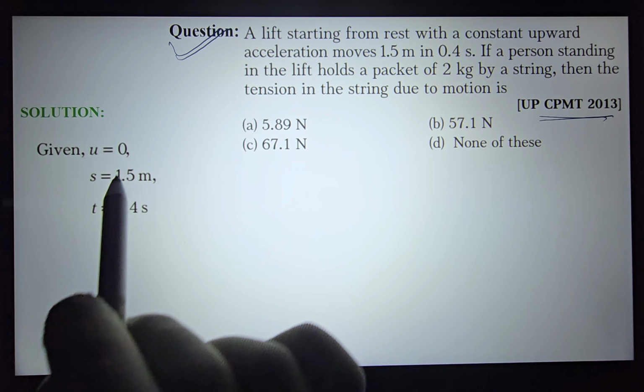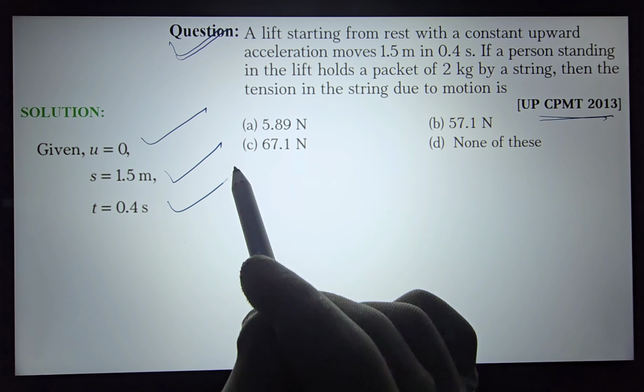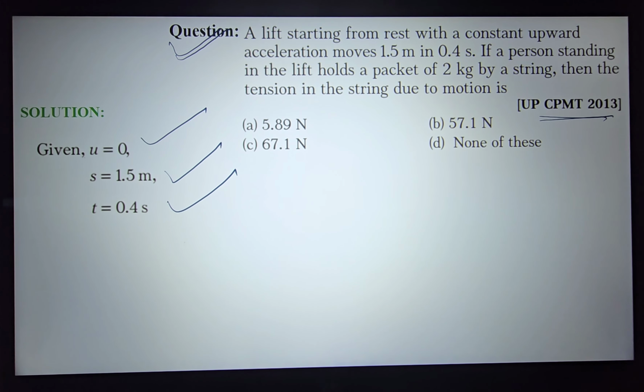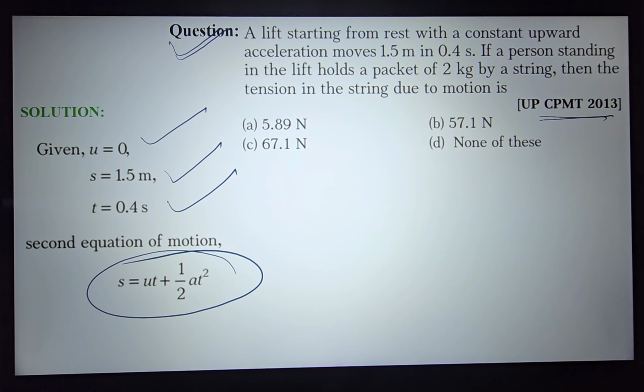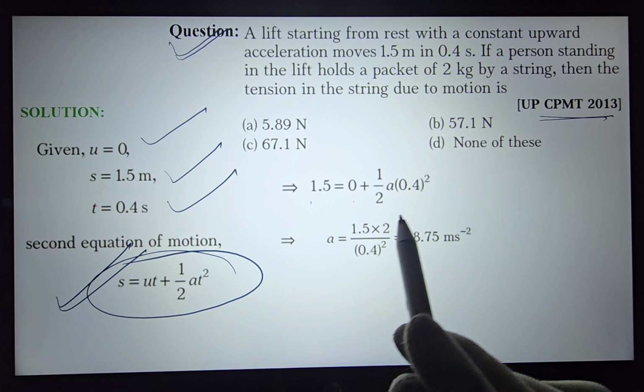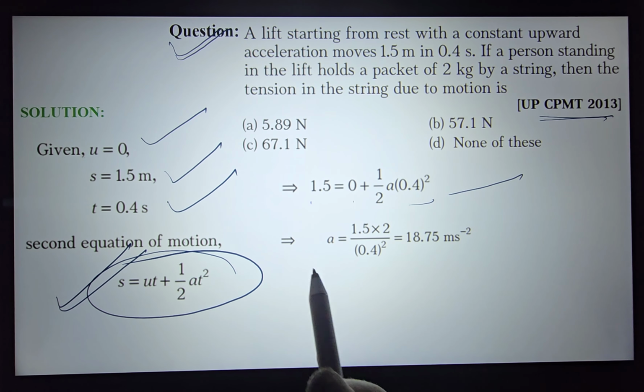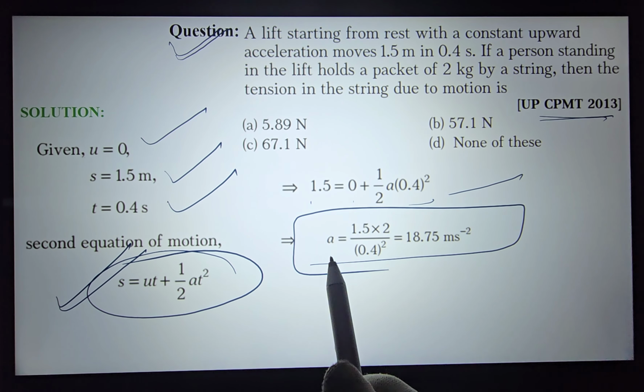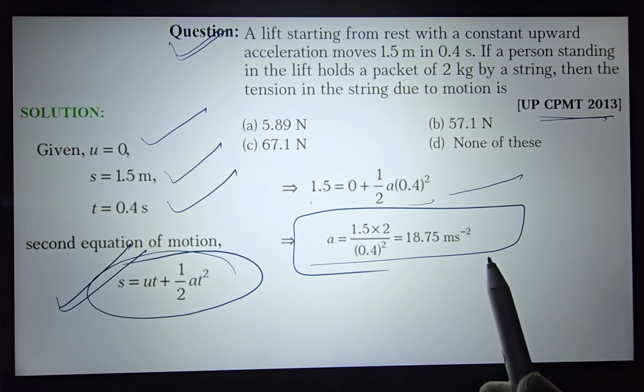In this, what we have to do? Okay, simple. u की वैल्यू 0 यहाँ पर, s is 1.5 meter and t is equal to 0.4 second. Now using again the second equation of motion, s = ut + ½at², you get the value of acceleration. How? s की जगह 1.5 रखिए, u is 0, and putting t = 0.4, you get the final value of acceleration, that is 18.75. अगर आप इसको सॉल्व करेंगे तो 18.75 आ जाएगा.